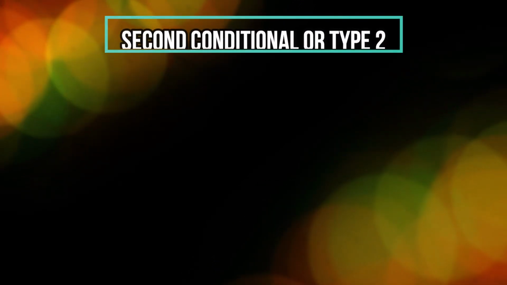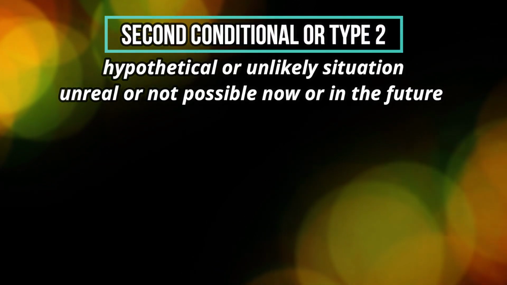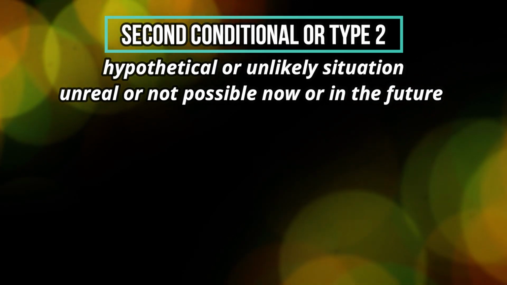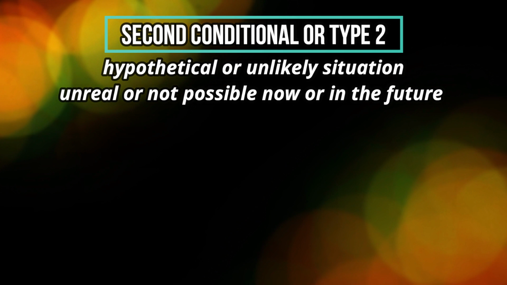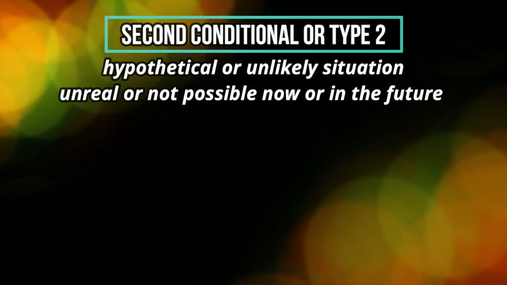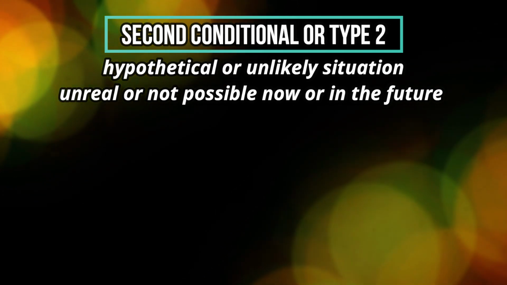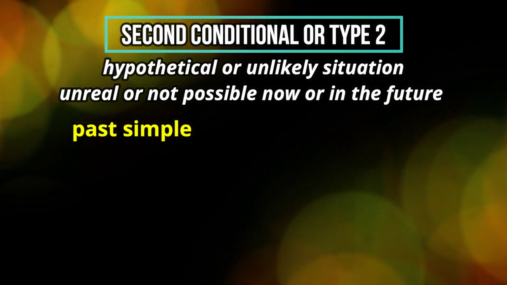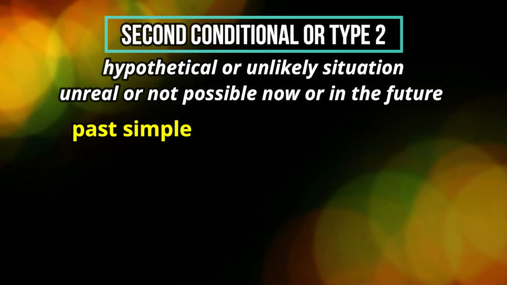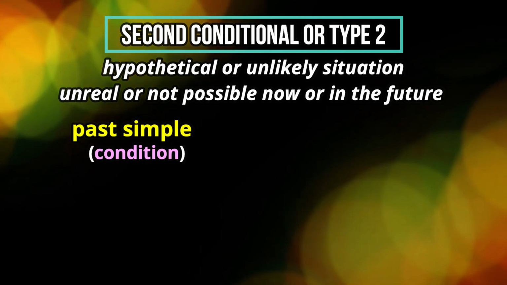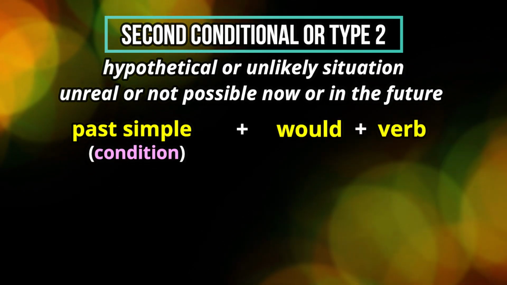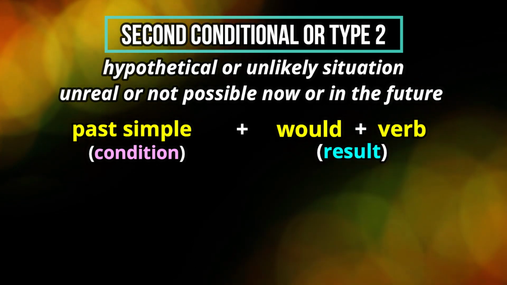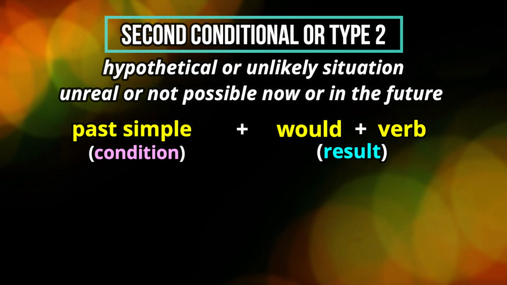The second conditional is used in hypothetical or unlikely situations, and we're talking about things that are unreal or not possible now or in the future. They are constructed by using the past simple in our if clause plus would plus verb in our result. Let's look at the examples. I think it's going to be easier to understand.